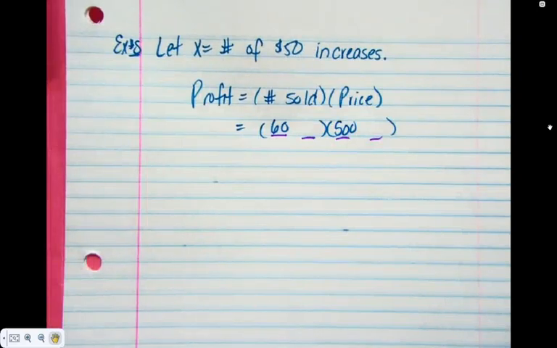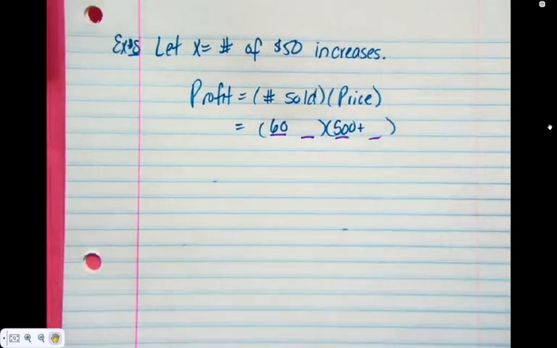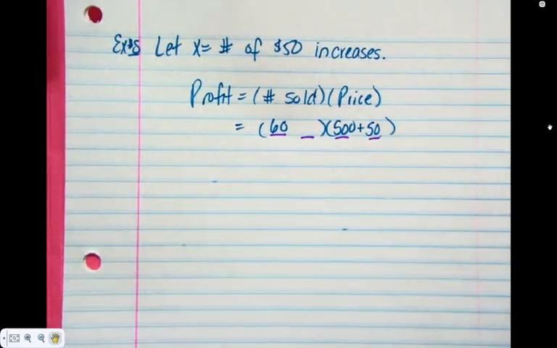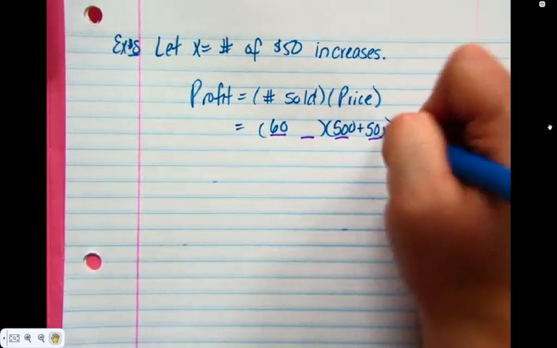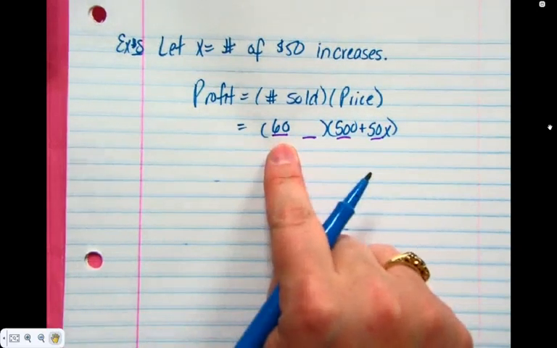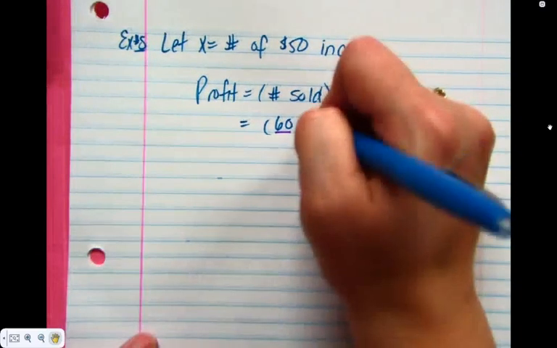The back numbers are the changes. What's happening to the price? How are we changing? Are we increasing or are we decreasing? Increase means add. How much are we increasing it by? 50, how many times? X, we don't know. That's what we're going to find out in a second. Because we change the price, what happens to the amount sold? It goes down, so it's minus. Times?